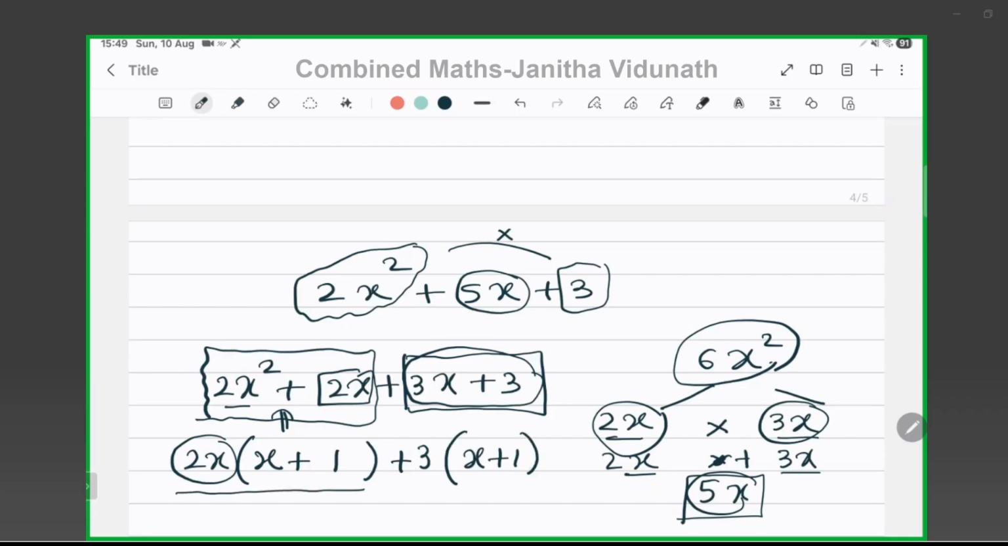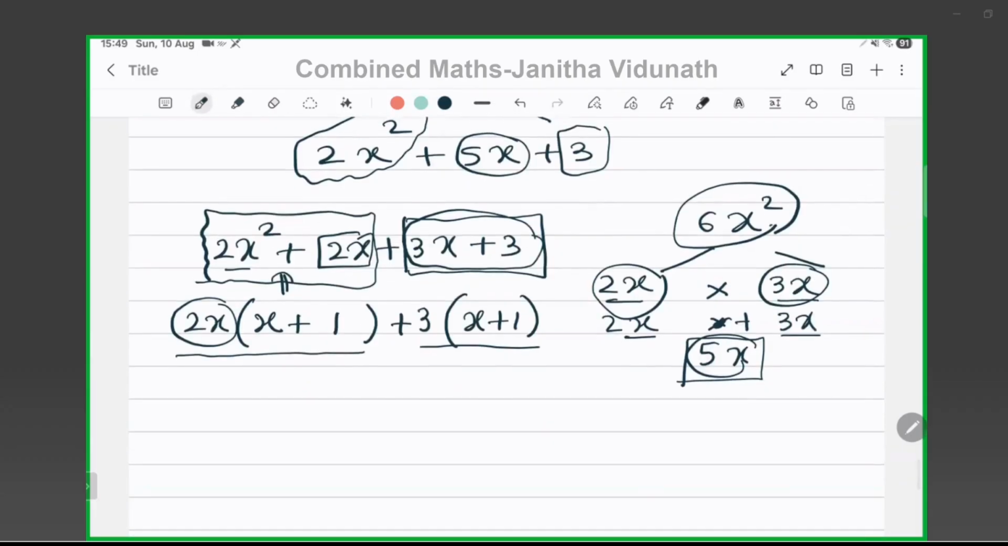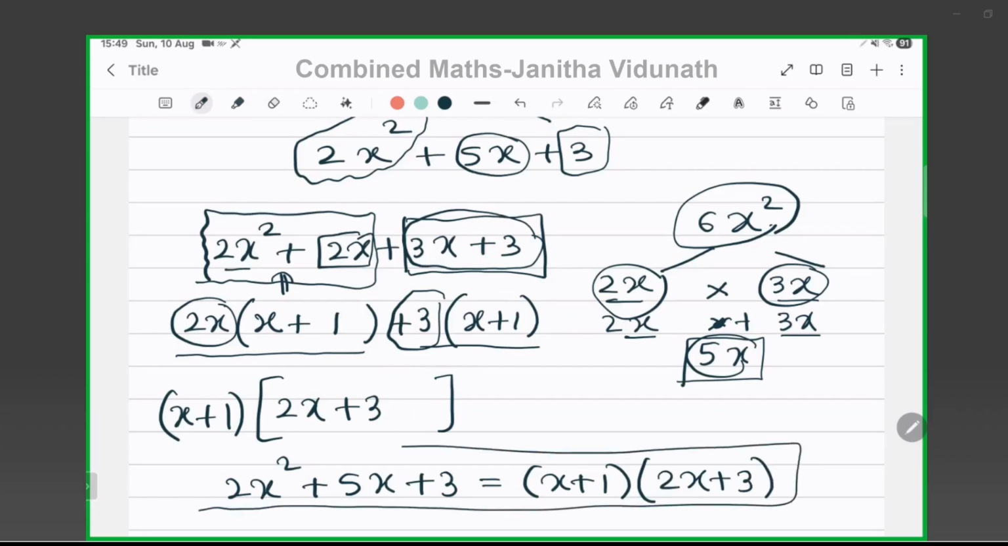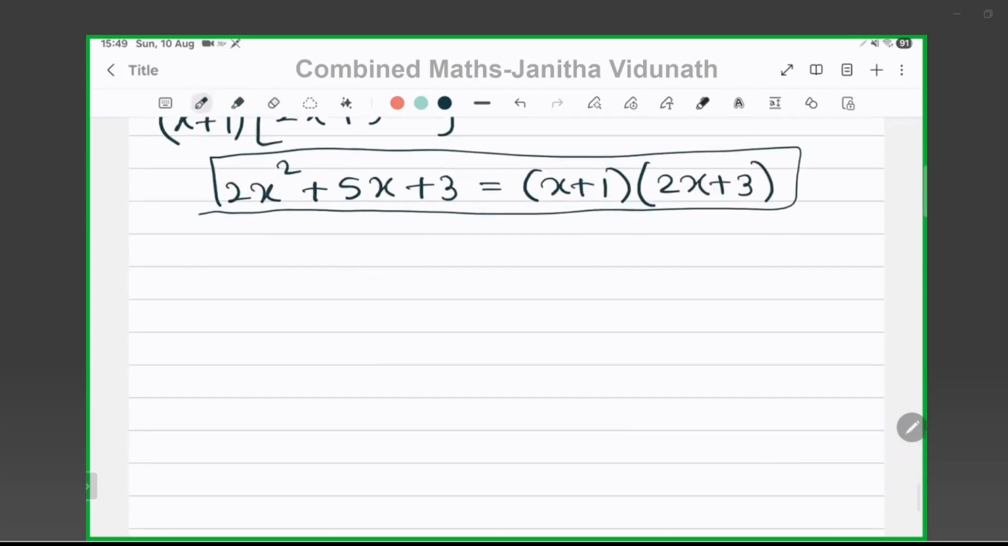When we consider this term and this term, x plus 1 is common to both terms. Then we take x plus 1 as a common factor. There is a remaining 2x from this and a remaining 3 from this. Then the two factors of this quadratic trinomial are x plus 1 and 2x plus 3. Let's try another example.